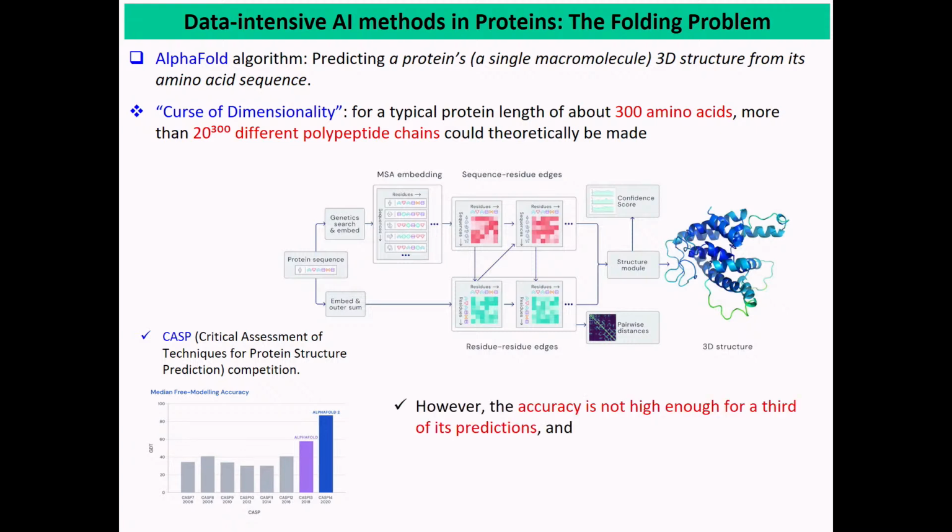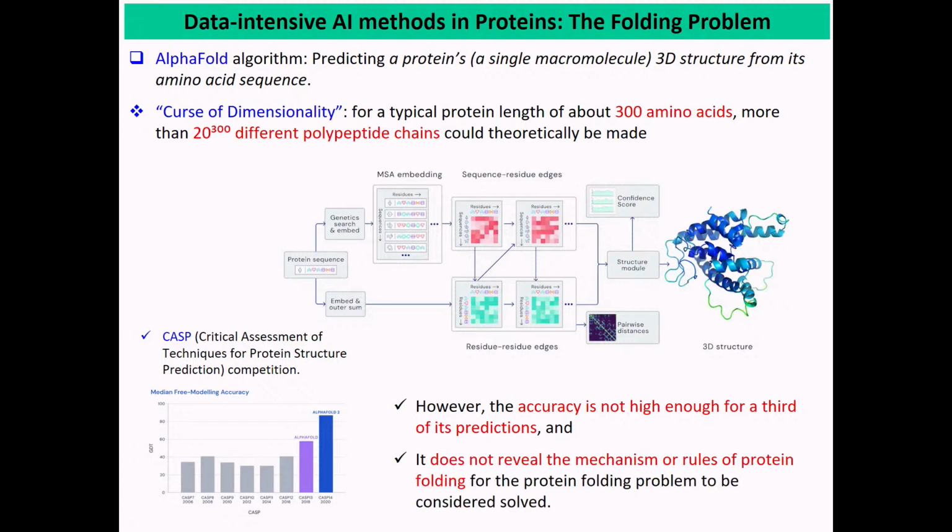But on the other hand, there is criticism about that. The first criticism is that the accuracy is not high enough for a third of its predictions. So it's a very high percent. Despite the fact that this is the best algorithm in computational biology, still the accuracy is not high enough for a third of these predictions. And even more important from my perspective is that this is just a statistical approach. So we get nothing about the mechanism of protein folding.